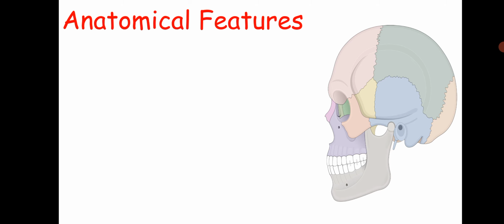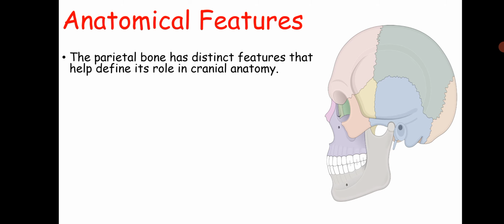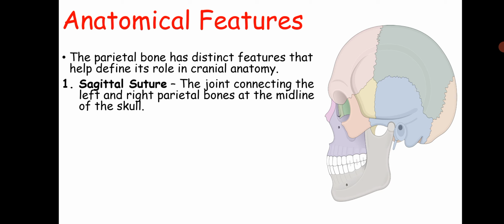Now let's talk about anatomical features of parietal bone. The parietal bone has distinct features that help define its role in cranial anatomy. The first feature is sagittal suture, that is a joint that connects the left and right parietal bones at the middle line of the skull.